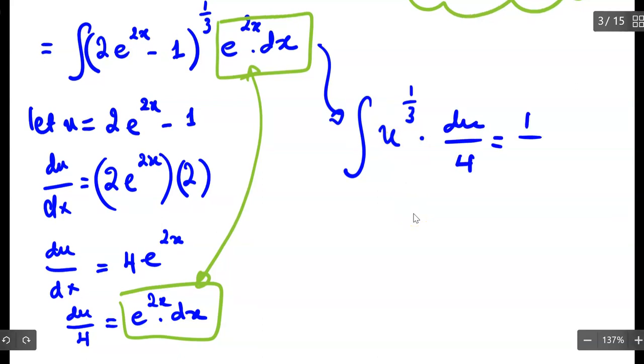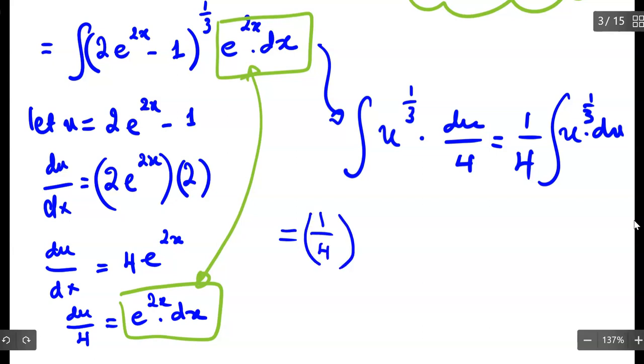Now bring this across the integral sign. That means a quarter, right? So 1/3 du. Now we can go ahead and integrate this. To integrate, I add 1 to the exponent and divide by the result. So 1/3, I add 1 to the exponent. What is 1 plus 1/3? 1 plus 1/3 is 4/3. Divided by 4 over 3 means I multiply by 3 over 4.